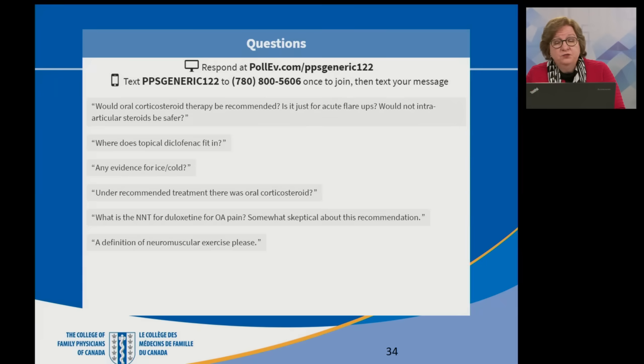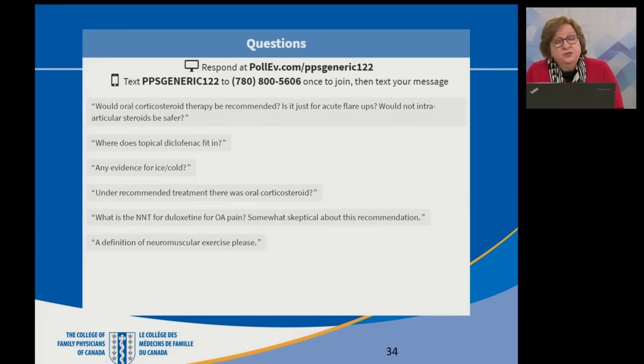Under recommended treatment was their oral corticosteroid. That was a previous recommendation for multiple joint and acute presentation. Some of the rheumatologists may still use that. It would be for a more aggressive presentation and an inflammatory presentation. Would oral corticosteroid therapy be recommended? So, same answer. Is there for acute flare-ups?